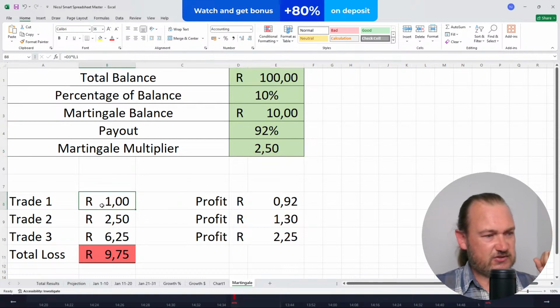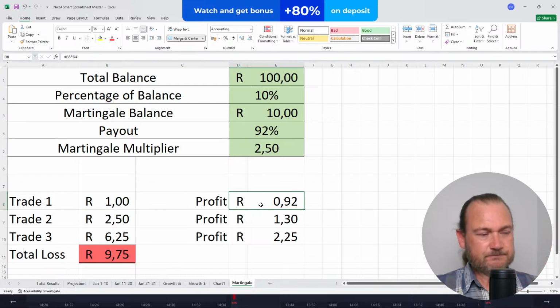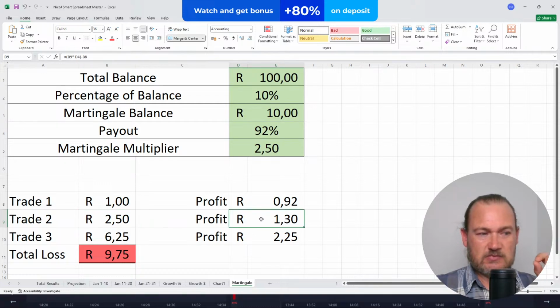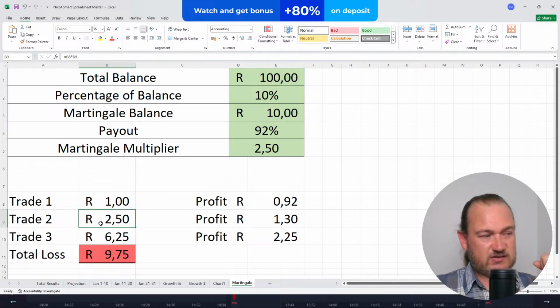Okay, so just to explain quickly, if I'm on a 92% payout and I do a $1 trade, if I win this trade, I'm going to get a 92-cent payout. If that trade loses, I'm going to be taking a $2.50 trade. If that trade wins, I'm going to get a profit of $1.30, because remember, it's going to be 92% on the $2.50, but I also need to subtract the trade I previously lost, which is $1.